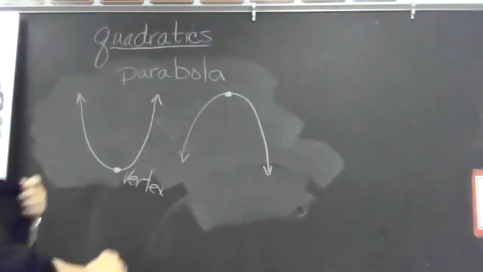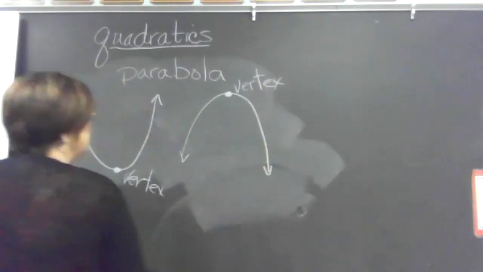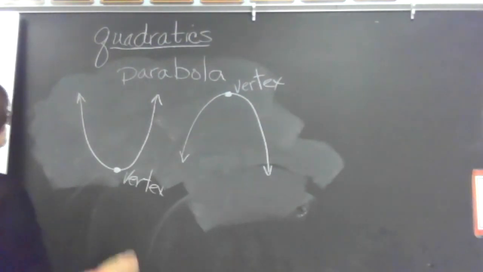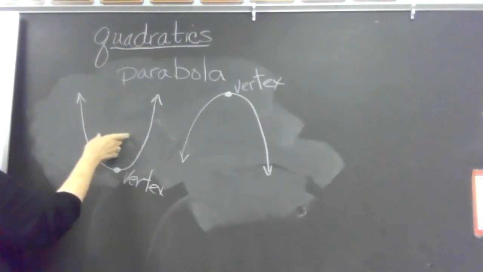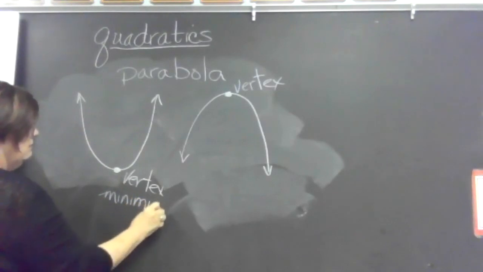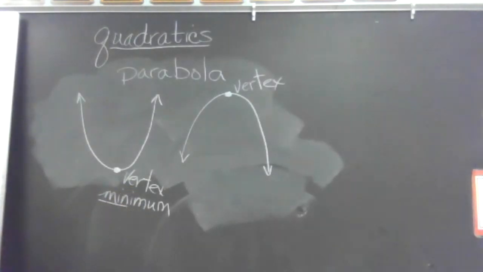Okay, where the direction changes is also called a vertex here too. It's called the vertex. Now, we also talked about, they'll ask you about min and max. Min is the minimum point, so that means the lowest point. So the vertex of this kind of parabola will be a minimum. And sometimes they call it a min, but it's a minimum. Okay?